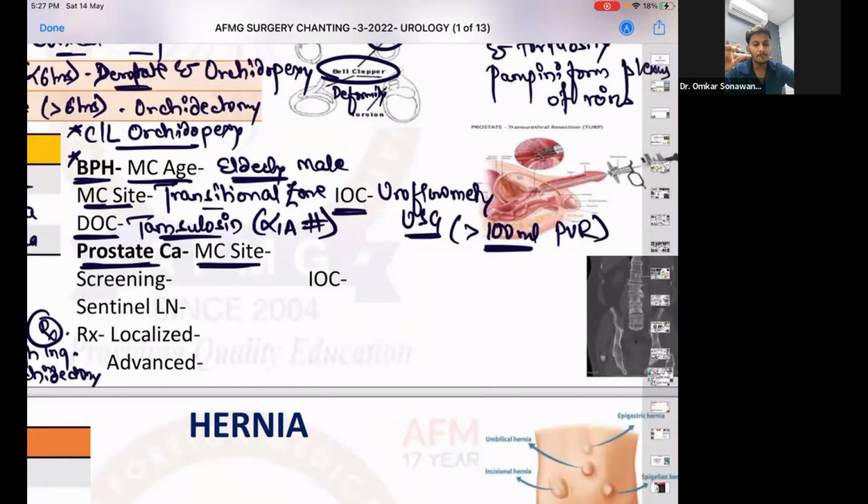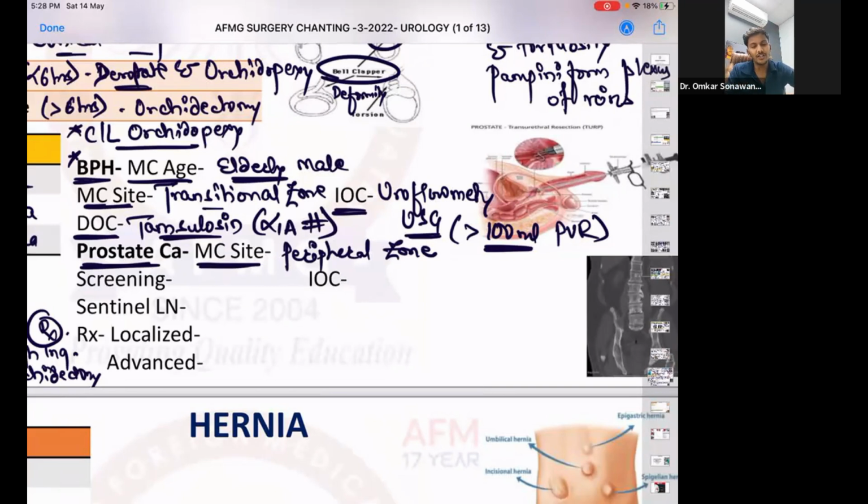So prostate cancer: posterior lobe, peripheral zone. The posterior lobe and peripheral zone is the most common site of prostatic cancer. Again, prostatic cancer is the most common cancer in elderly males. If they ask you which is the most common cancer in elderly males, the answer is prostate cancer.